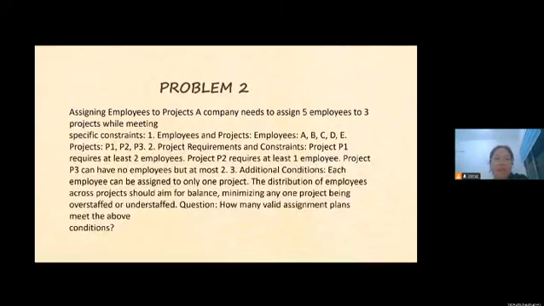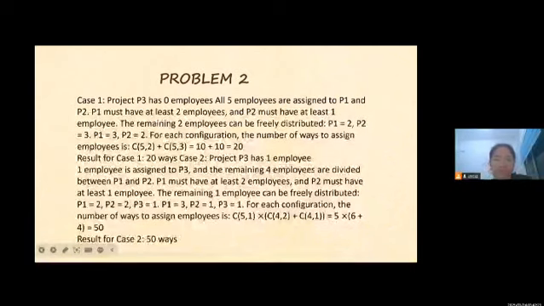Next, let's look at a more complex problem. Assigning 5 employees to 3 projects under the following constraints. 1. Project P1 must have at least 2 employees. 2. Project P2 must have at least 1 employee. 3. Project P3 can have at most 2 employees, or none at all. We can divide this into 3 cases.